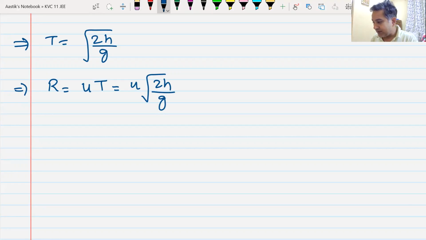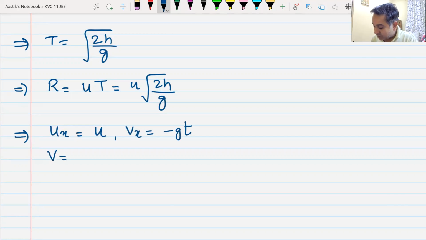Apart from these two formulas, what you might need is the value of vx. Vx at any point is u. Vy at any point is minus gt. The magnitude of velocity at any point can be written as square root of u square plus g square t square. Do we understand this? Vx square plus vy square. Do we understand this?